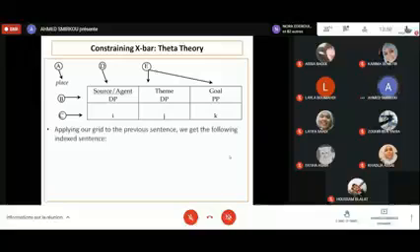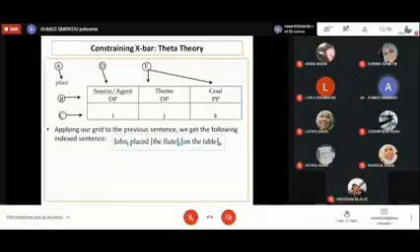Okay, so applying our grid to the previous sentence, we get the following indexed sentence. John placed the food on the table. John gets one argument, I. This index refers to the number of the arguments. The food is the second argument, and on the table is the third argument. So we have three arguments. John has the source or agent role. The food, argument J, has the thematic relation or theta role theme. On the table has the theta role goal. Fine.